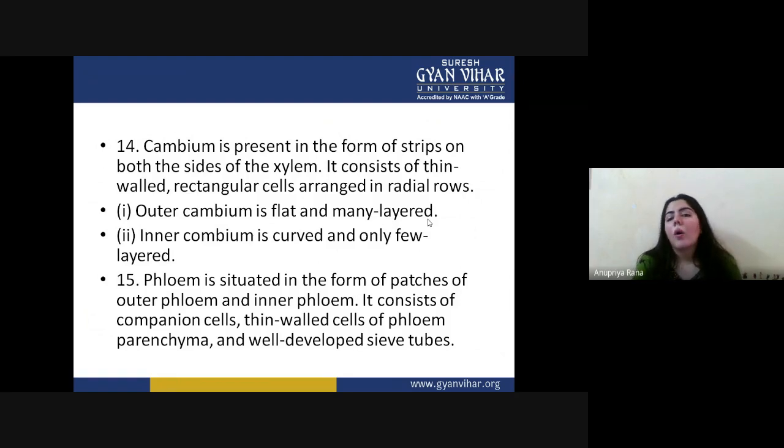So basically the majority of the phloem cell types are present here. They have the companion cells, the phloem parenchyma and the sieve tubes. So all kinds of phloem cells are also present inside the dicot stem. In short, you can say that all the types of xylem cells and all the types of phloem cells are present in the dicot stem.